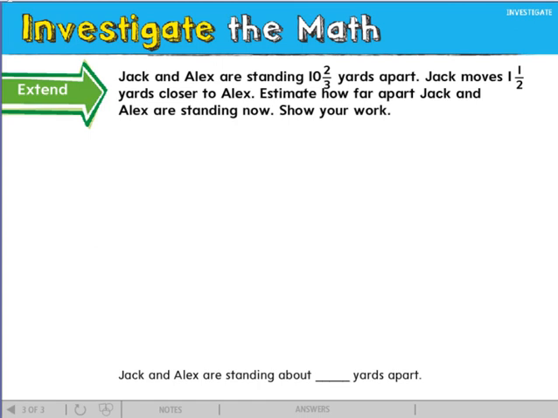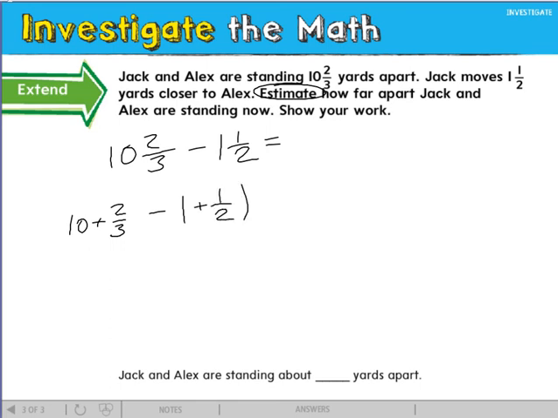All right. So our problem's a subtraction problem, correct? So we have 10 2/3. Subtract 1.5. Now, we're going to estimate, which means we have to round. So we have 10. So that's what we have. Okay? We're going to round our 2/3. Is 2 closer to 3 or 0? 3. So it's going to become 1.